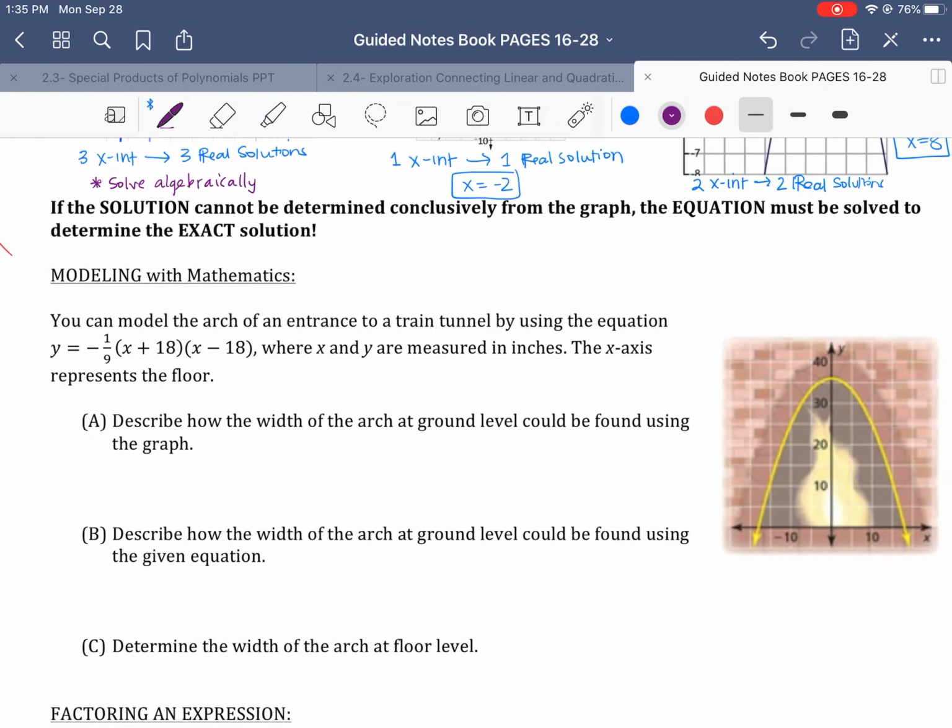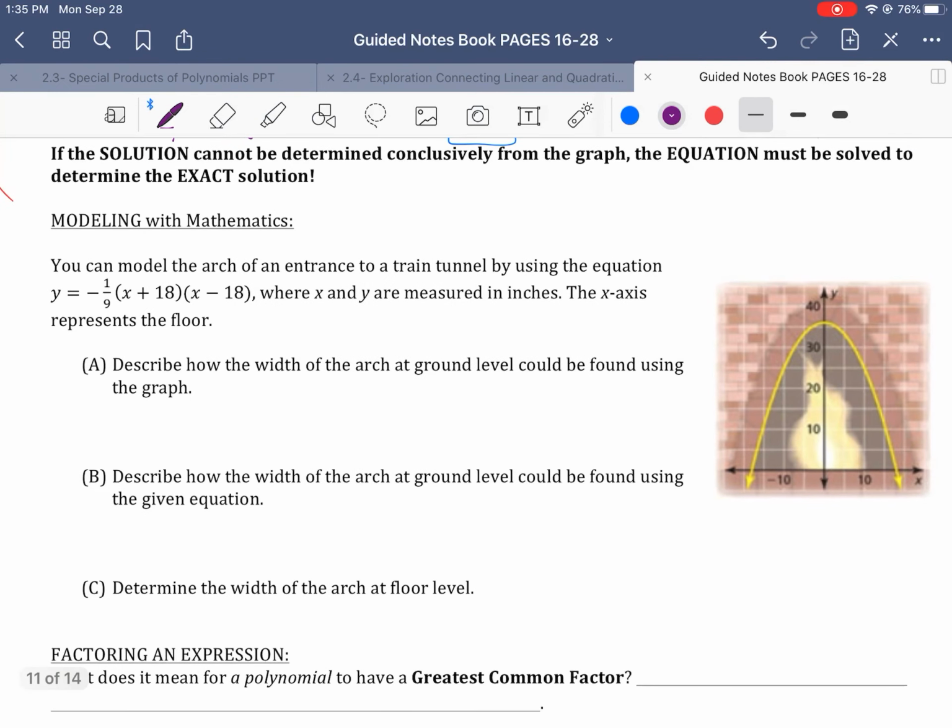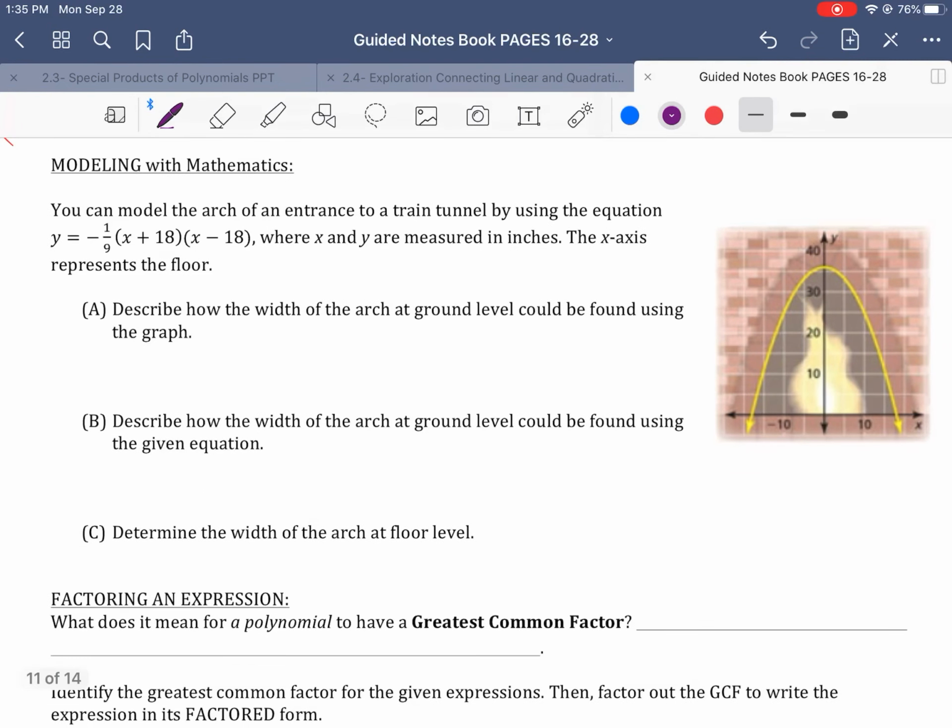Let's connect the graph to the equation really quickly. So on this one, modeling with mathematics, it says you can model the arch of an entrance to a train tunnel using the equation given here. So we've got an equation right here, where x and y are measured in inches. So this is just a little guy. The x-axis represents the floor. So here's your floor, right? You can imagine you've got a train, and here's the tunnel.